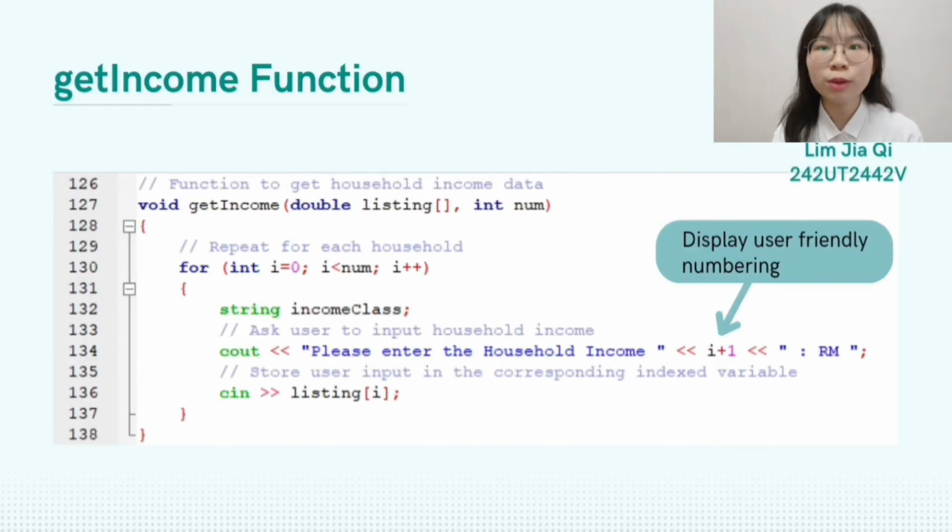This function uses a for loop to collect household income data. A counter variable i is declared and initialized to 0, and the loop continues the iteration as long as i is less than num, which is the number of households entered by the user. For each iteration, the system asks the user to enter income for household i plus 1. We use i plus 1 instead of i to display user-friendly numbering starting from 1. The user's input is then stored in the array at index i. After storing the input, i is incremented by 1 to move to the next household.